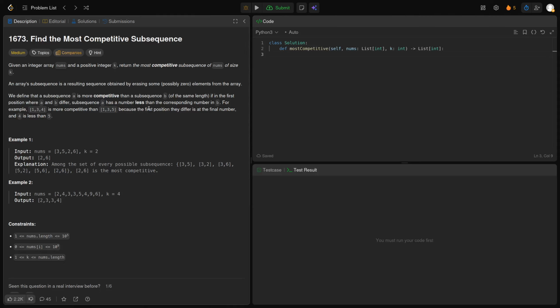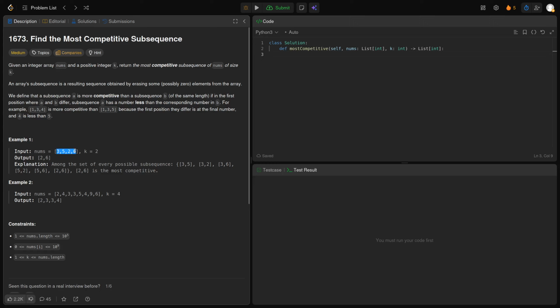Today we're doing medium problem 1673, find most competitive subsequence. Given an integer array nums and some positive integer k, return the most competitive subsequence of size k, meaning lexicographically smaller. Like this is straight up ridiculous. They have this obscene explanation for why 134 is less than 135. Stupid.